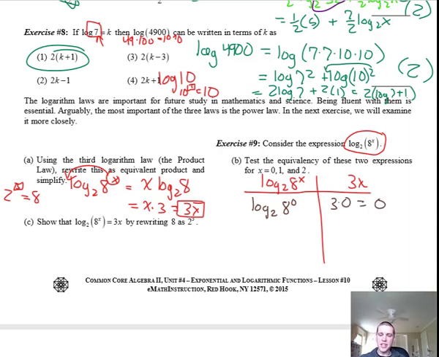Let's think of this. Anything to the 0 power is 1. So we know that's equivalent to log base 2 of 1. And when I think of it, 2 to what power will give me 1? Anything raised to the 0 power will always equal 1. So yes, that is equivalent. 0. Okay, this will give you 0, the exponent is 0, and 3 times 0 is 0. Oh, that works.